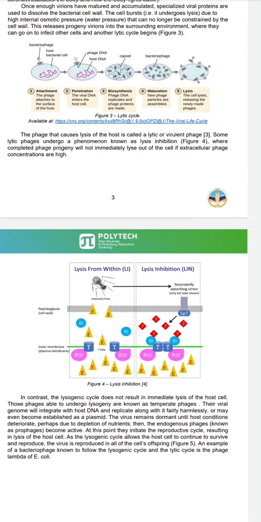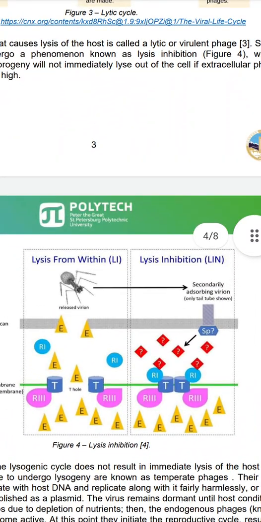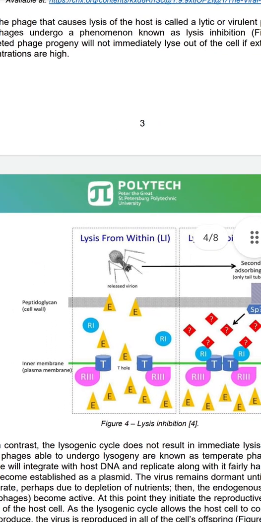Lysis inhibition. Lysis from within (LIN) and lysis inhibition release virions and secondarily adsorbing virions on the tail tube shown. Peptidoglycan cell wall, inner membrane and plasma membrane.